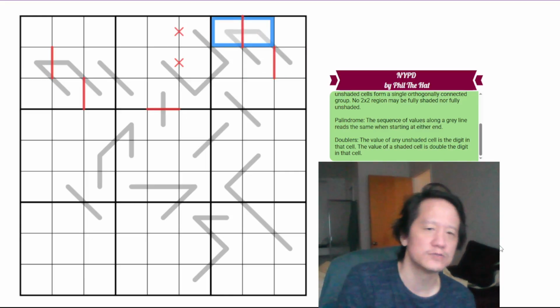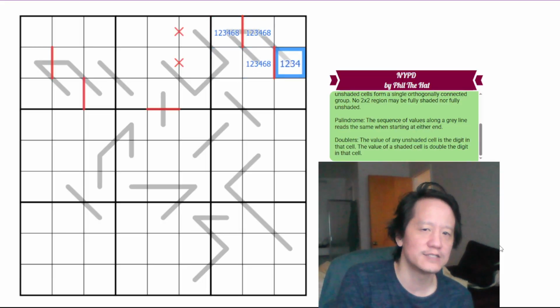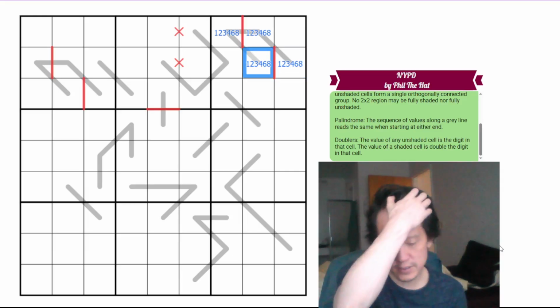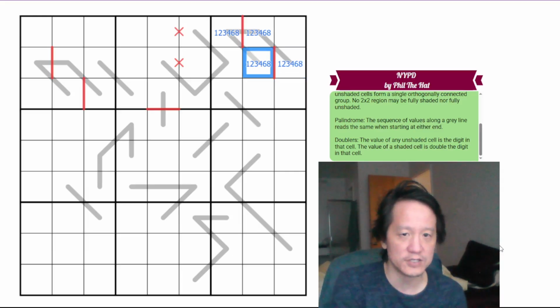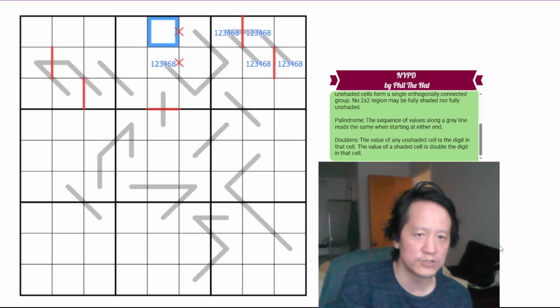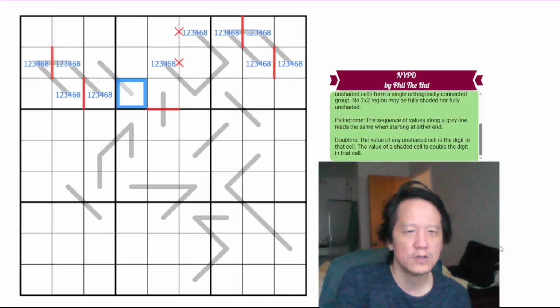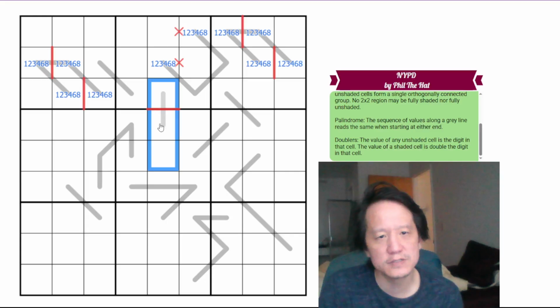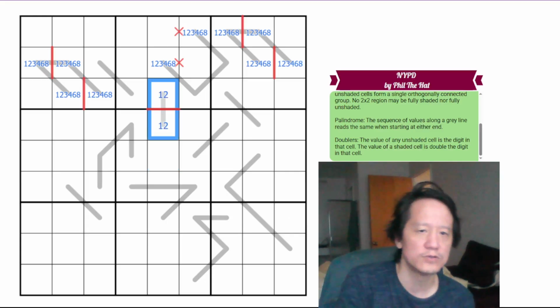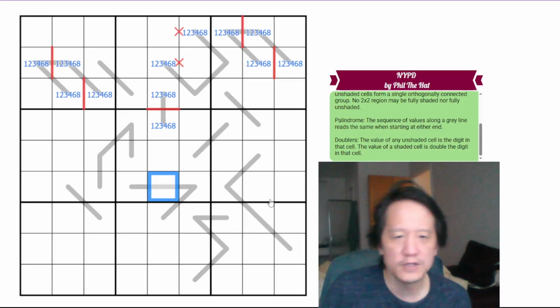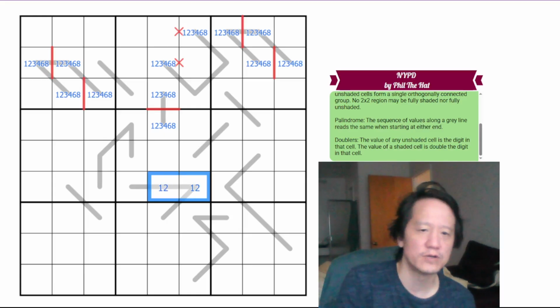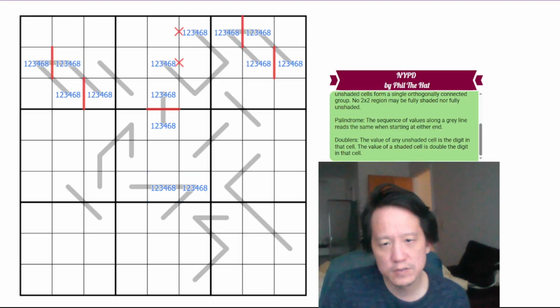So we know this is 1, 2, 3, 4, 6, and 8. Because one has to be essentially double the value of the other, and the other is essentially doubled, right? So this is 1, 2, 3, 4, 6, 8. Same here. This is similar. It has to be doubled also. 1, 2, 3, 4, 6, 8. This is doubled again of another one. 1, 2, 3, 4, 6, 8.